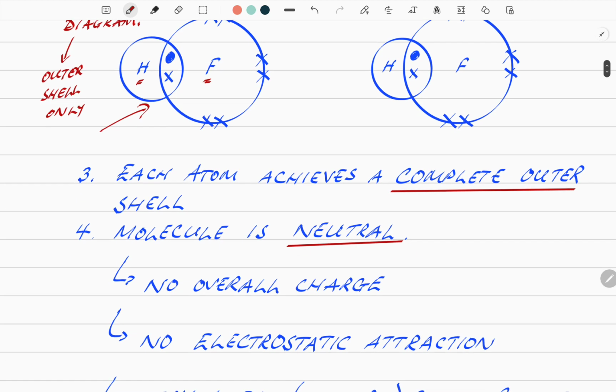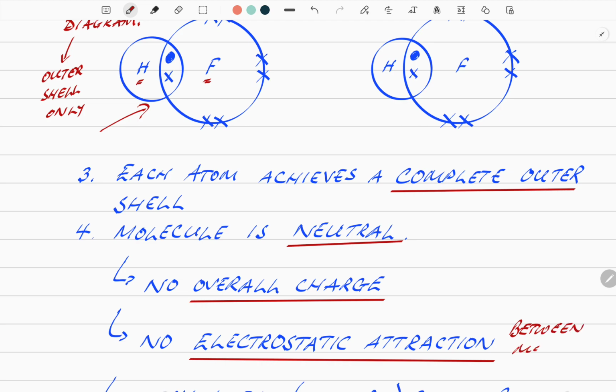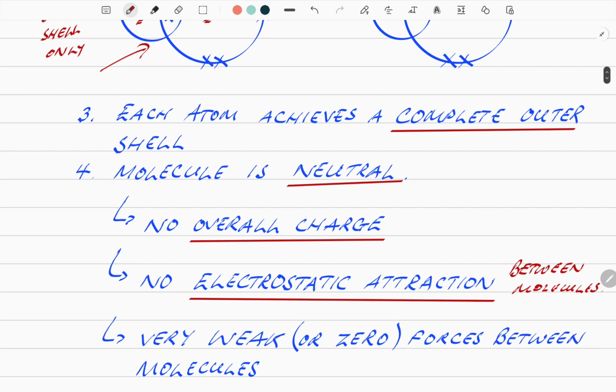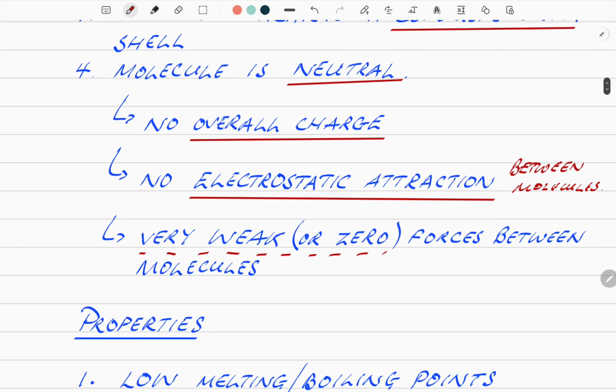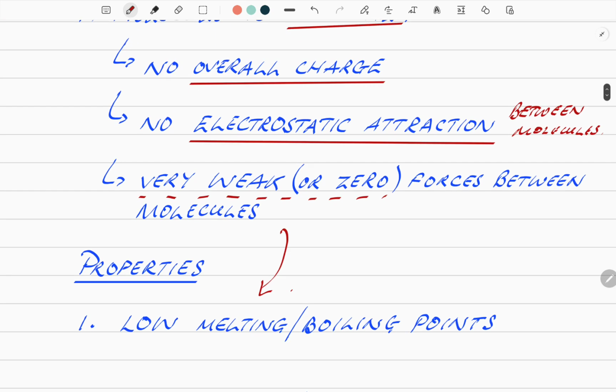Now, that is fundamentally important. Because there's no overall charge, there is no electrostatic attraction between molecules. As a result, there are very weak or effectively zero forces between molecules. The molecules are not attracted to each other, and so they have very low melting and boiling points.